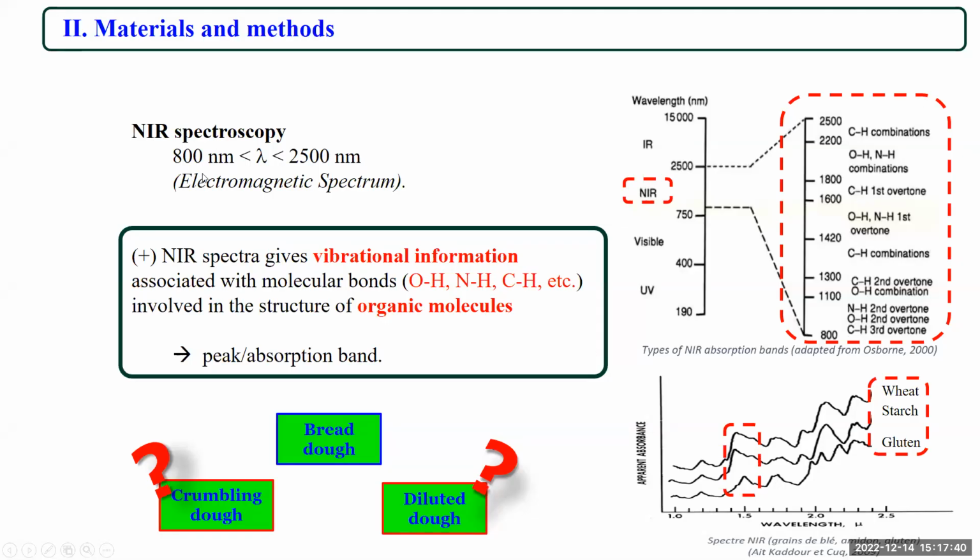The near-infrared spectroscopy was used between 800 nanometers and 2500 nanometers. Why do we use this range? Because we have different information concerning molecular vibrations, and we made the hypothesis that those vibrations can give us an indication concerning the evolution of the product during its mixing with water. Before performing this project, some studies had been done previously on bread dough, but no studies were done on crumbling dough or diluted dough. Diluted dough is the one that is used to separate gluten from starch. Crumbling dough is the one that is used to make couscous, for example, or to make pasta.